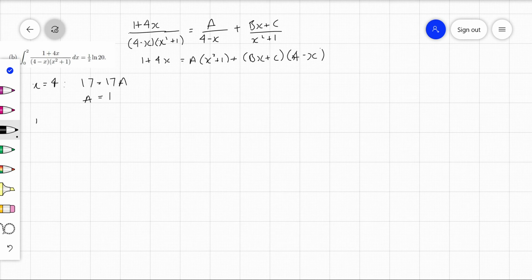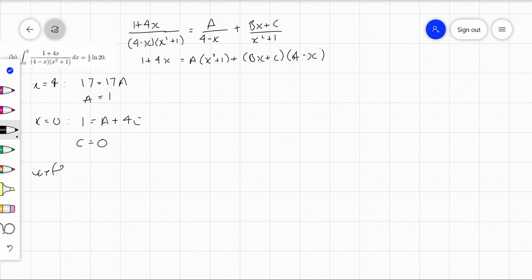What about x equals 0? So if we put x equals 0 in, we just get a 1 on the left-hand side, and on the right-hand side we're going to get the a. Subbing in 0, aren't we? Yeah, sorry. We've got the a plus the 4c. And we know a is 1, so c's got to be 0.